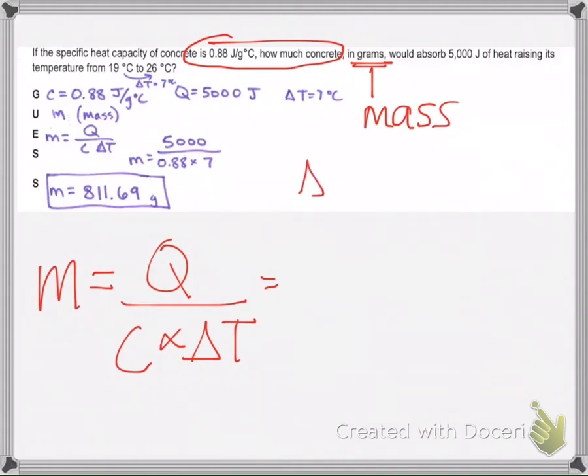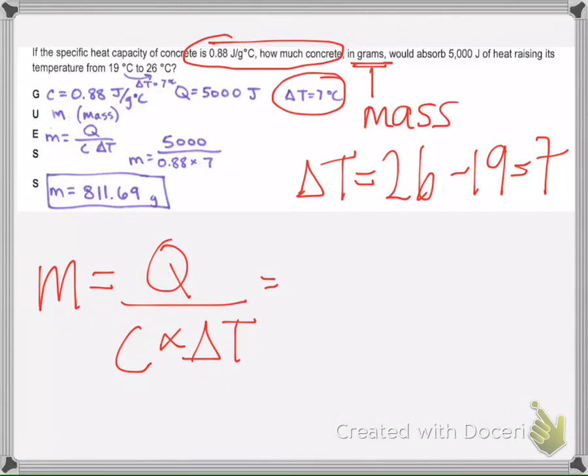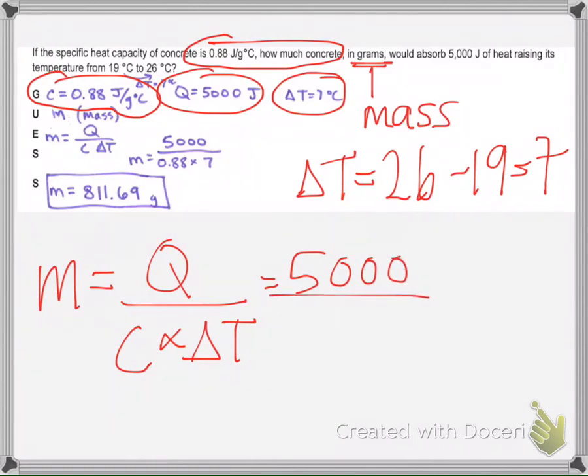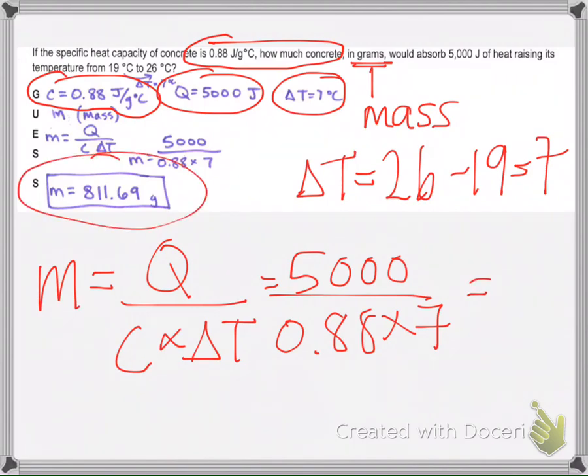Well, to determine the change in temperature, you've got to do 26 minus 19, which is 7. So I have my change in temperature, I have my Q, that's given, and my specific heat is also given, so it's basically plug and chug. So we're going to do 5,000 over 0.88 times 7, and that gives me my answer, which is 811.69 grams of concrete.